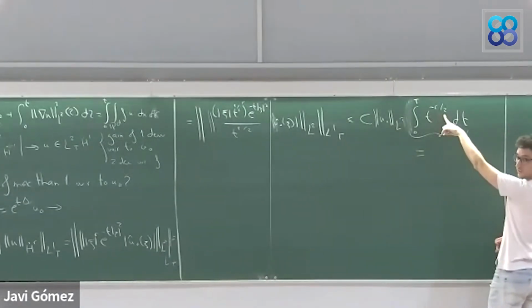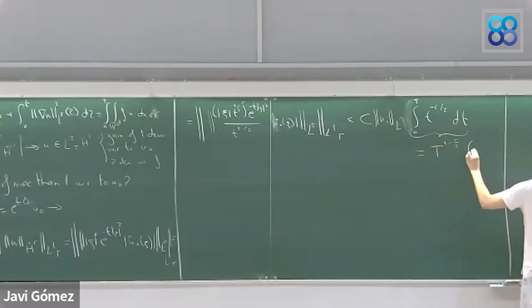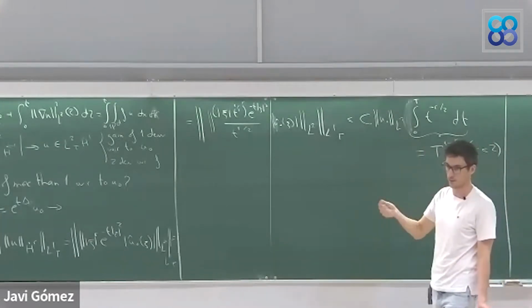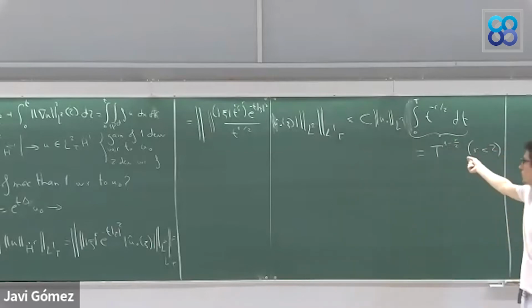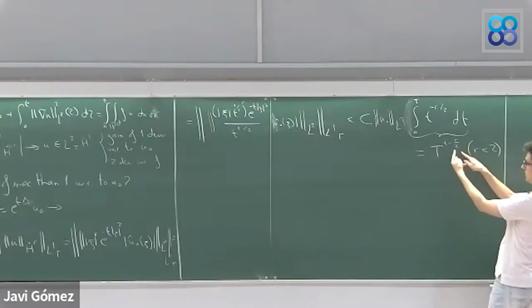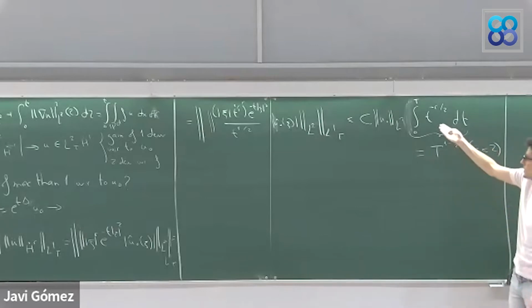So if r is strictly smaller than 2, we get T to the 1 minus r over 2. So in particular, we see that we can gain up to 2 derivatives with respect to the initial data. And the question is, is it also true for r equal to 2? Otherwise we are somehow losing some derivatives, and if we want to obtain the result, this will not be enough. And from this bound, it looks as if it should work. When r is equal to 2, here we obtain a constant, so it could work, but well, this is false because this integral is not convergent.